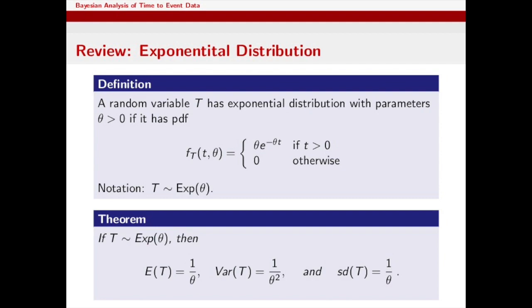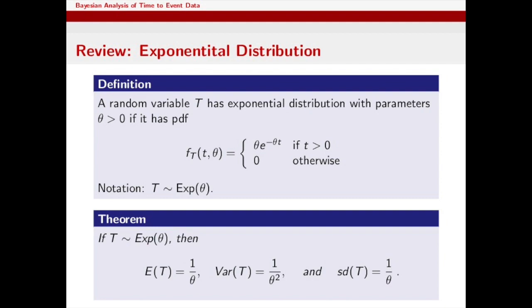Today, I'm going to talk about some distributions and the likelihood function. Let's start with the exponential distribution. Here is the definition. A random variable t has an exponential distribution with parameter theta greater than 0 if it has a probability density function theta times e to the negative theta times t. And here is the notation.